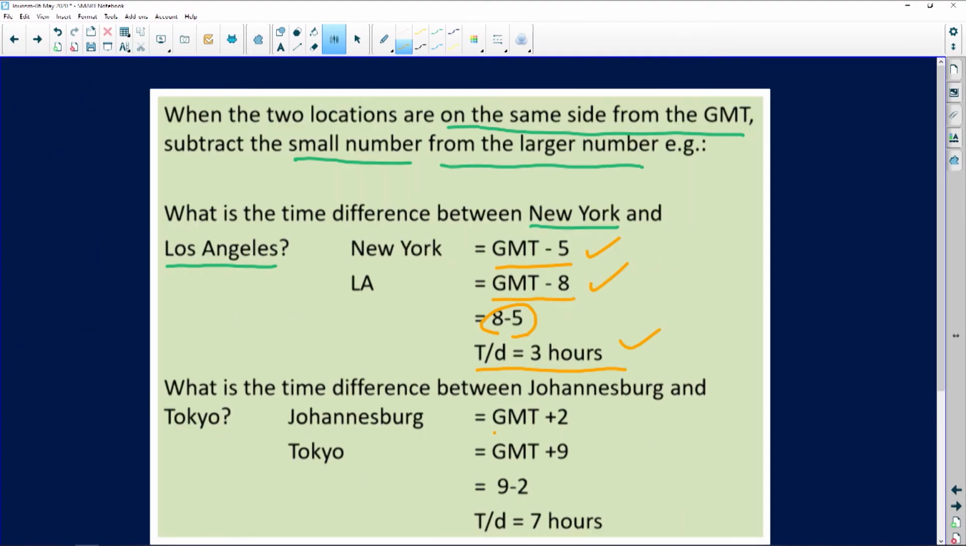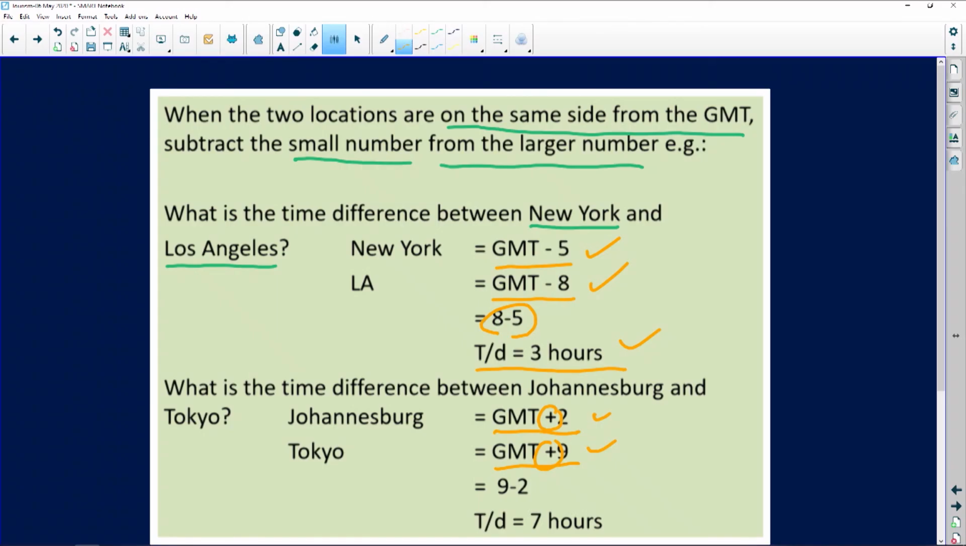We write it down. GMT +2 for Johannesburg, GMT +9 for Tokyo. You see the two symbols, they are both plus. It means they are on the same side from the GMT. So we're going to subtract the smaller number from the bigger number, and our final answer in time difference will be 7 hours.